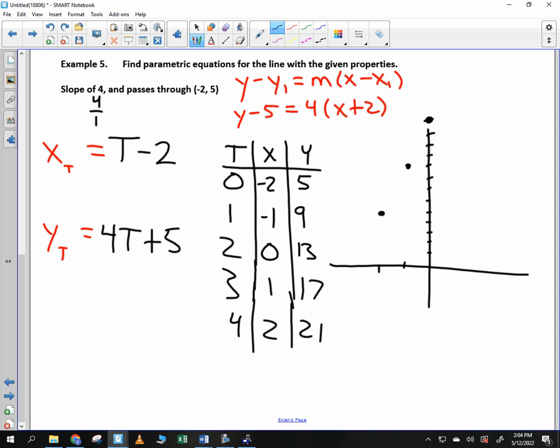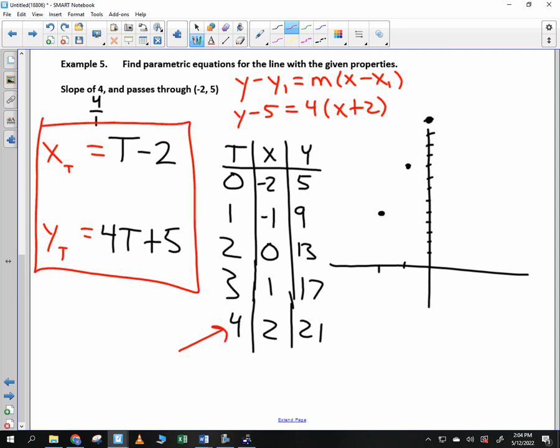So you could pick any point on here. You could say, well, let's check. When t is equal to 4, do we really get 2, 21? Well, try it. If you plug in 4, you get 2 there. And if you plug in 4 here, you get 21 there. So this is a parametric equation because it has x and y dependent on t.